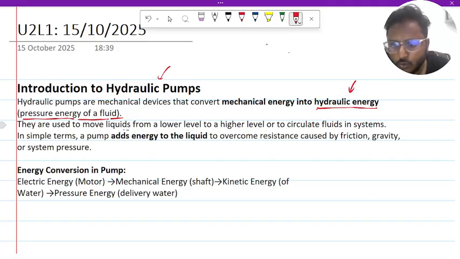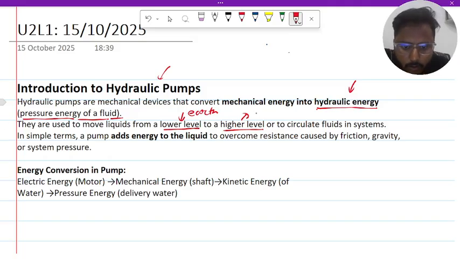They are used to move liquids from a lower level to a higher level. So what is the lower level? The lower level means near to the earth, and the higher level means away from the earth. So it means we are going to take a particle from the earth to a certain height. So it is work done against the gravity.